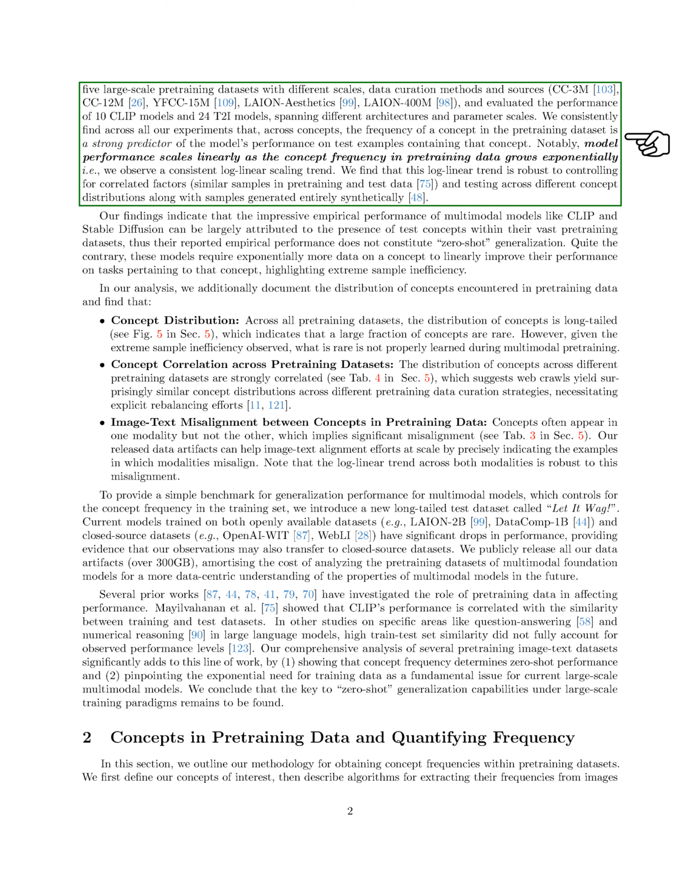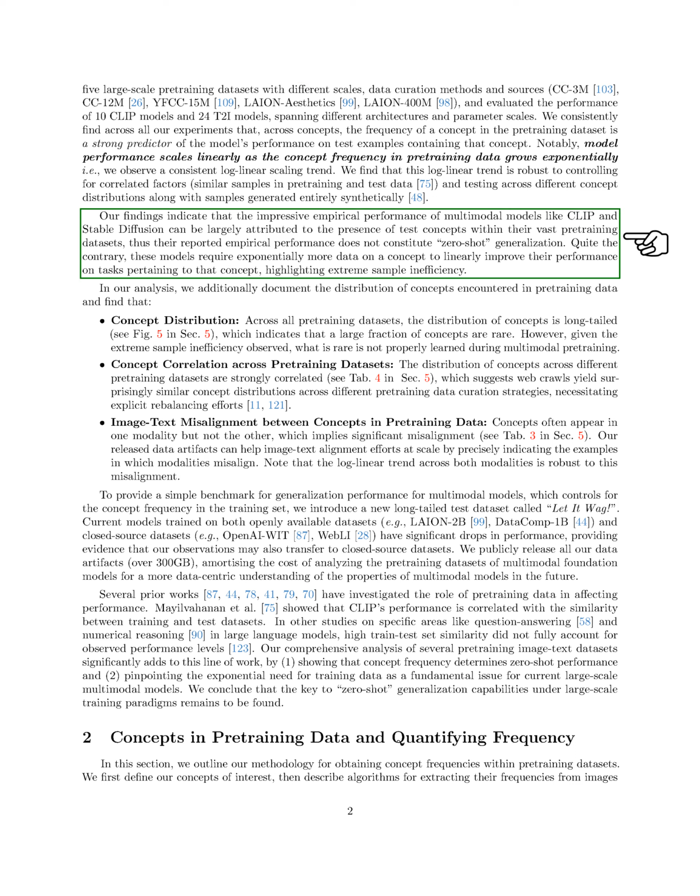We observe a log-linear scaling trend, where model performance improves linearly as the concept frequency in the training data grows exponentially. This trend holds even when considering factors like similar samples in both training and test data. We find that the success of models like CLIP and Stable Diffusion is mainly due to having test concepts in their extensive training data. This means that their reported performance does not truly demonstrate zero-shot generalization. These models require a significant amount of data on a concept to improve their performance, highlighting their inefficiency in learning from limited samples.